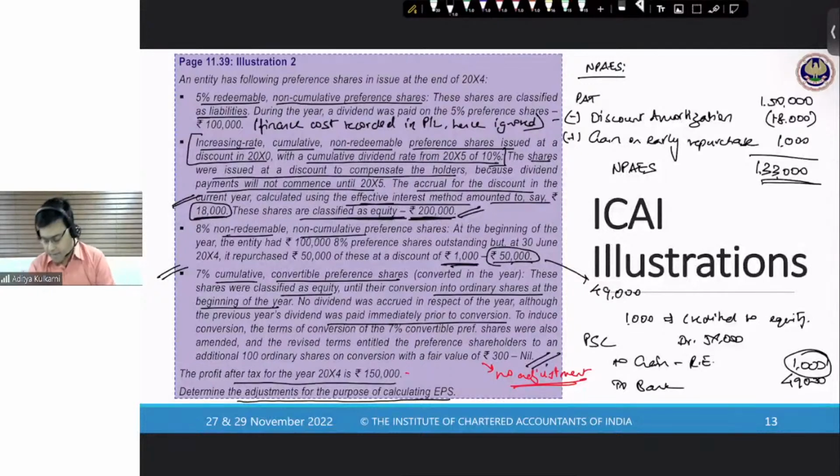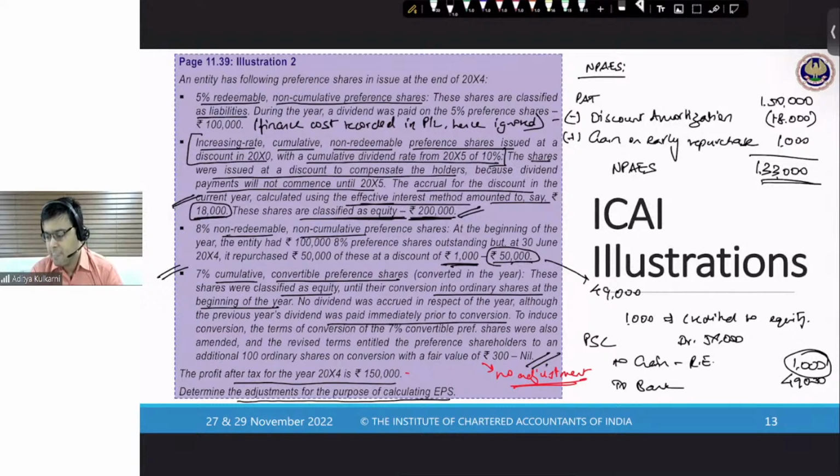It will be shown in the P&L as expenses. That's it. Typically, I would hesitate to show it under finance cost because it is classified as equity. Because the moment you look at the P&L, you see finance cost. You look in the balance sheet, there is no financial liability. That anomaly I cannot have in my financials. So I'll show it under some expense head.